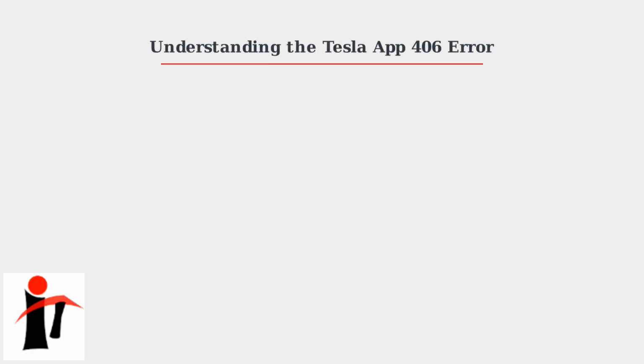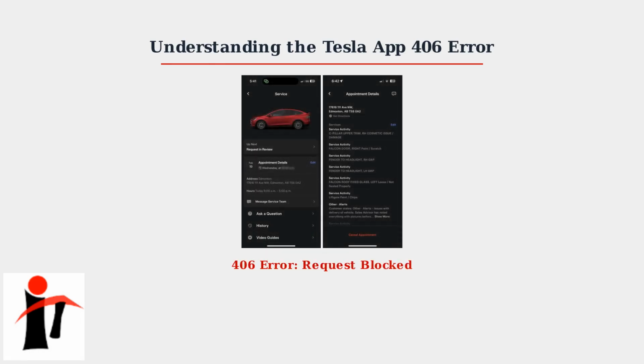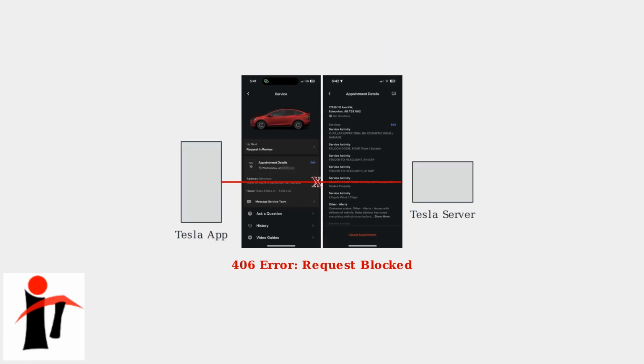The Tesla app 406 error, often appearing as request blocked or region error, indicates that the Tesla server has rejected your app's request. This error commonly appears when trying to access certain app features. Essentially, your app sends a request to Tesla's servers, but the server rejects it as not acceptable.